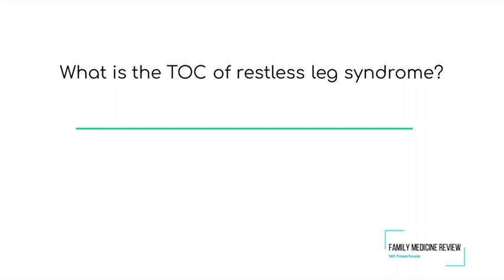Pramipexole and ropinirole. So patients who have restless leg syndrome present with an unpleasant sensation in their legs, an urge to move their legs, and it is typically worse at rest or at night. So it is suspected that this is due to low dopamine. So that's why the treatment is to increase dopamine with pramipexole or ropinirole. It is associated with anemia and chronic kidney disease.